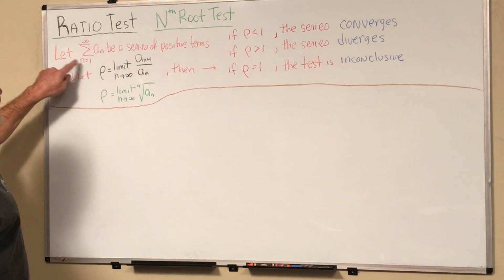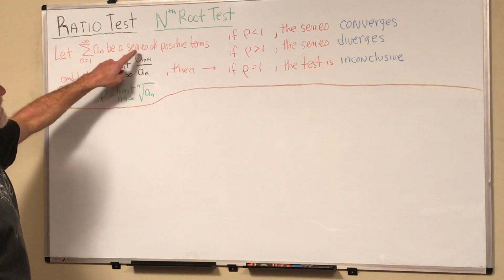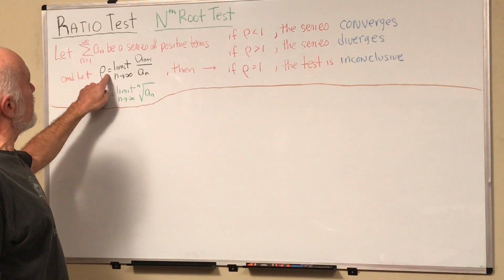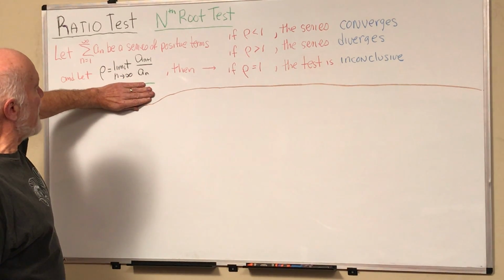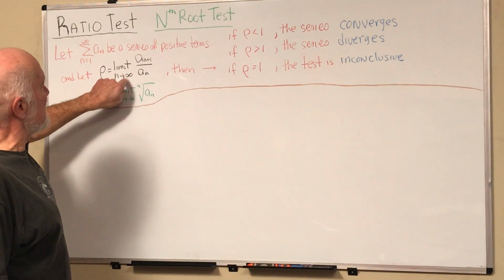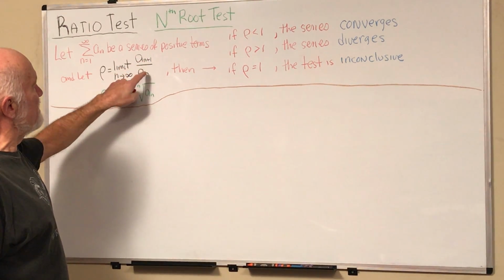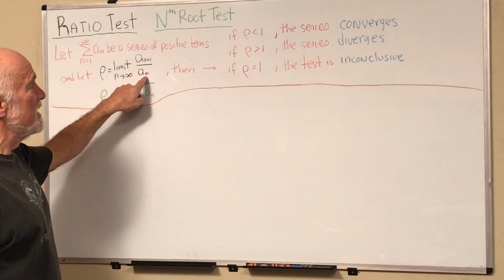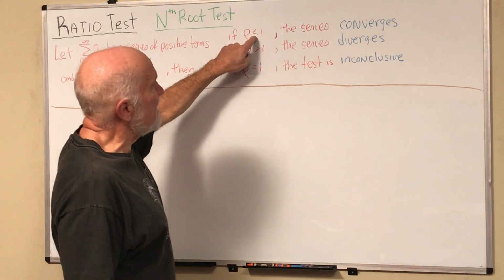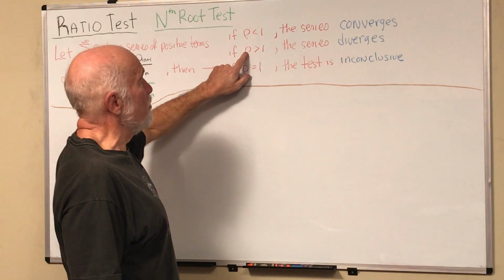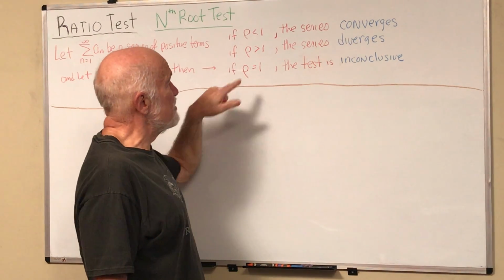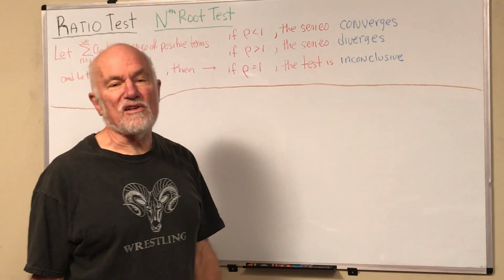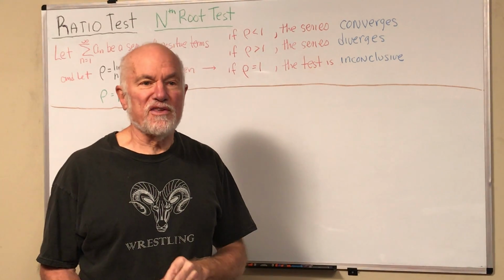So it says, let this infinite series have all positive terms, and let rho, and just concentrate on the black right now, let rho equal the limit as n approaches infinity of a sub n plus 1 over a sub n. So the n plus first term of the series divided by the nth term. Then, if rho turns out to be less than 1, the series converges. If rho turns out to be greater than 1, it diverges. Unfortunately, if rho equals 1, the test is inconclusive. Basically, the test fails. You'd have to look for something else.